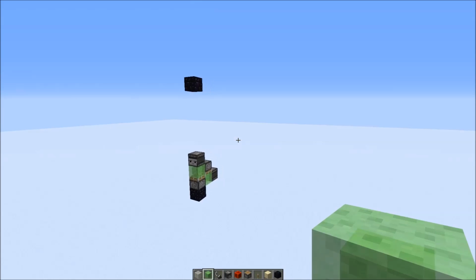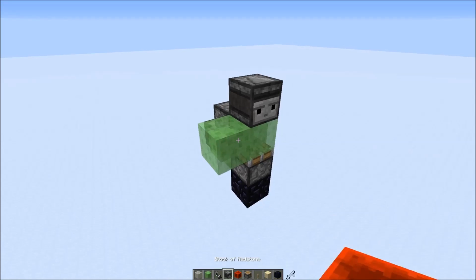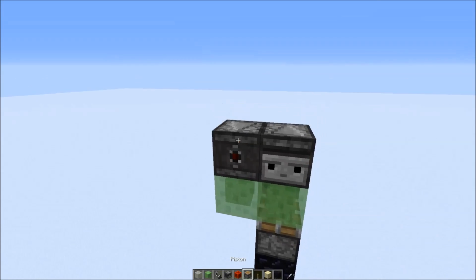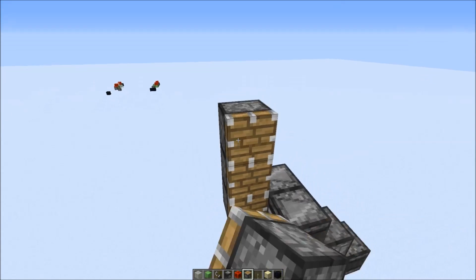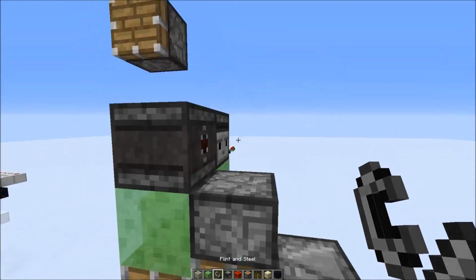Also the rest works quite similar, so we can also make an auto return station by adding an additional observer here and placing a piston here. As you can see, this would automatically return.